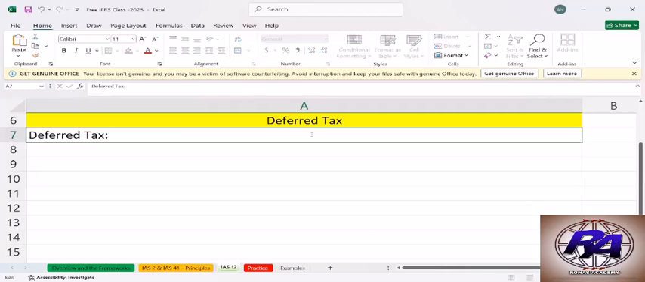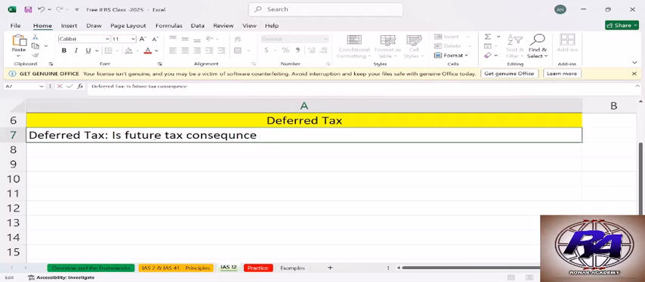So deferred tax is a future tax consequence. Whilst we have current tax, we also have deferred tax, and this one is a future tax consequence. Is my consequence correct? Future tax consequence. I think it's like this, right? We proceed. So it's a future tax consequence.